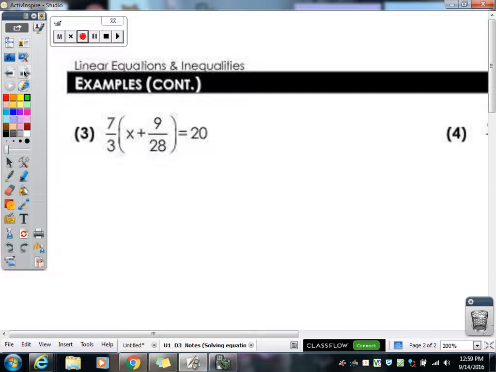All 11th grade students are to be dismissed to the auditorium. At this time, all 11th grade students are to be dismissed to the auditorium. Thank you.